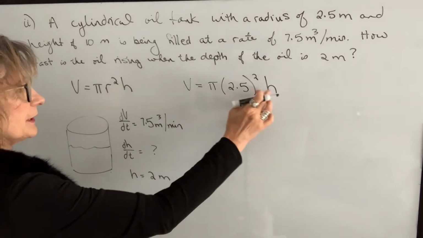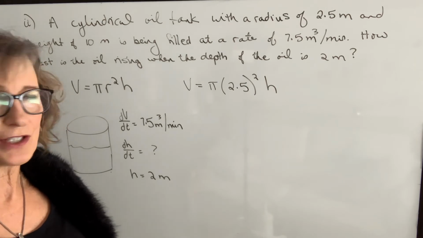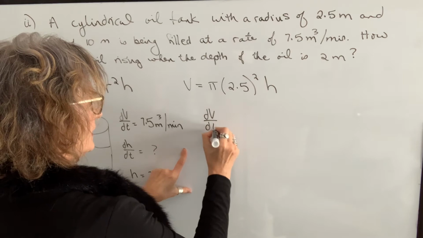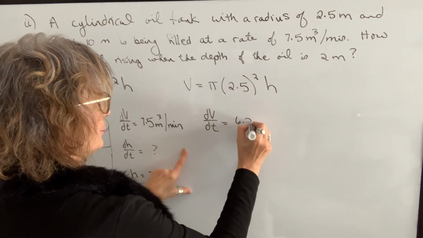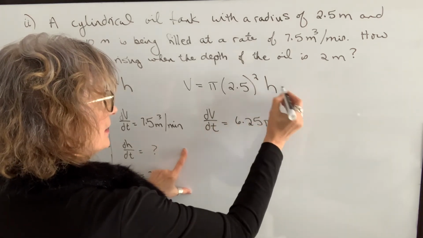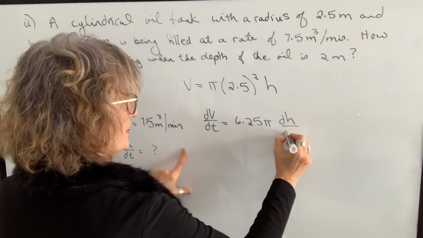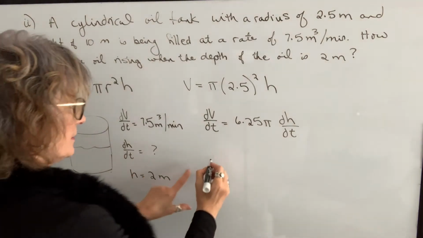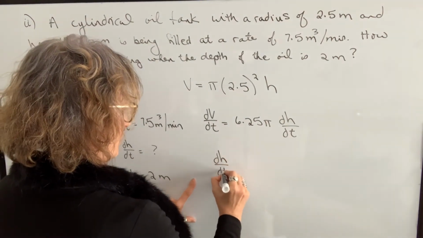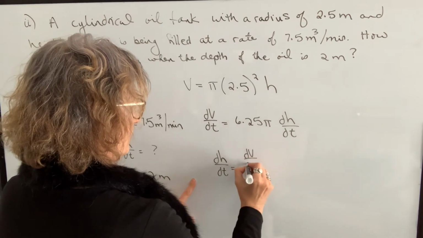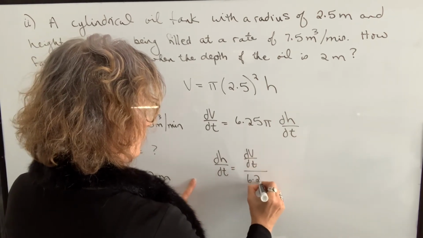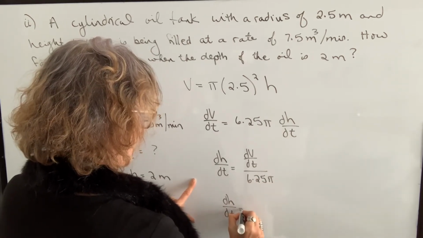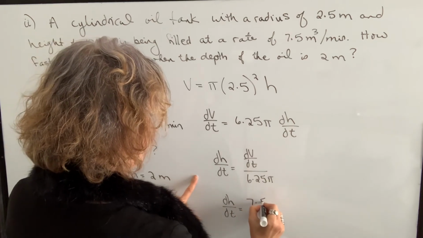Again, volume and height are changing with time, so we differentiate with respect to time. So the derivative of V with respect to t is dV/dt equals 6.25 pi, which is just a constant, times the derivative of h with respect to time, which is just dh/dt. We want to find dh/dt, so dh/dt will be equal to dV/dt divided by 6.25 pi. And now I'll plug my values in. dV/dt is 7.5 cubic meters per minute.